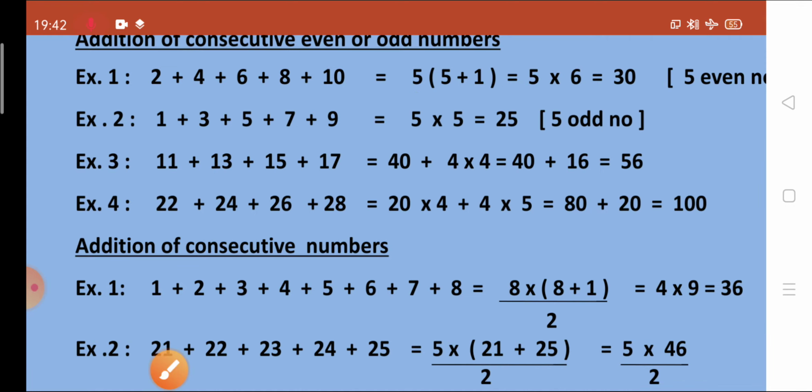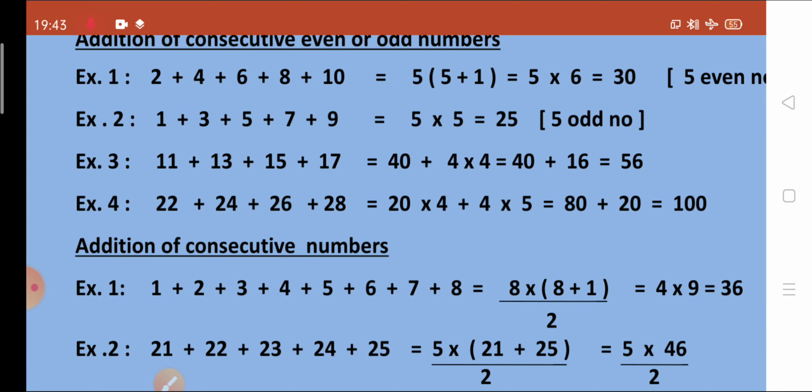Okay, let's try example 3. Let's see the example 3. We have a number 11 plus 13 plus 15 plus 17. Okay, look very carefully over here. 11 plus 13 plus 15 plus 17. I have written 40 plus 4 into 4. Where does this 40 come from?